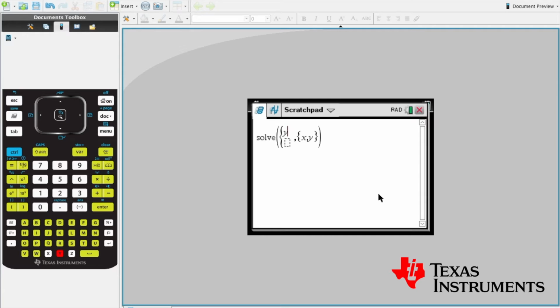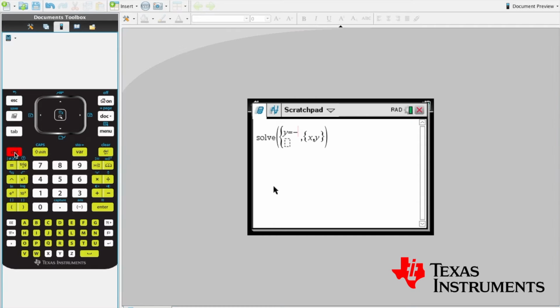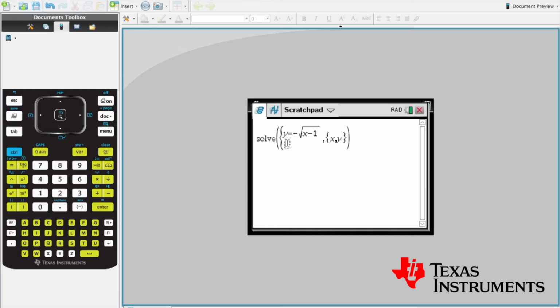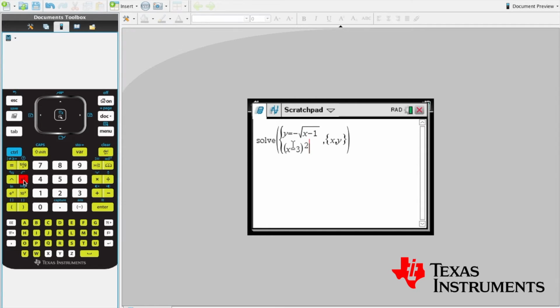So the first one is y equals negative square root of x minus 1. So let's get our square root symbol here. And then we'll have x minus 1. And then we'll click into the second area to input our second equation. So we'll have the quantity of x minus 3, and that's going to be squared, then plus y squared. This equals 4.